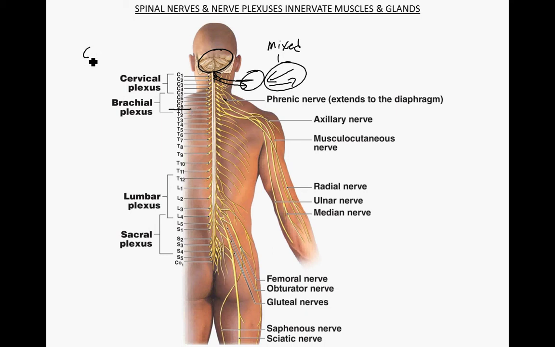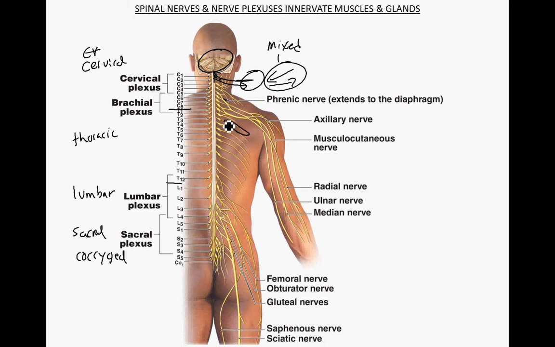The C's are for cervical in the neck region, and then these next 12 are thoracic, associated with the rib cage and the abdomen. Down here, these L ones are lumbar, and then you have finally the sacral spinal nerves, and then one coccygeal nerve.